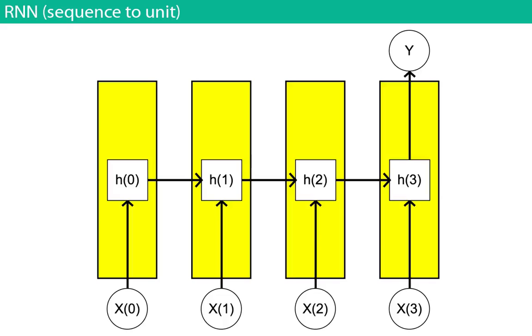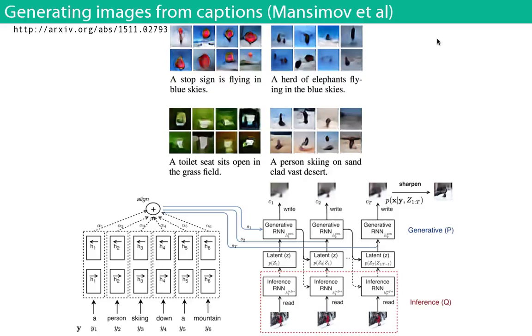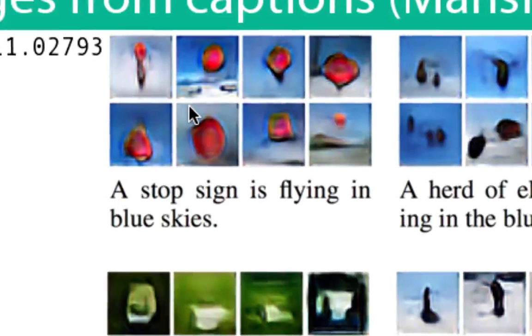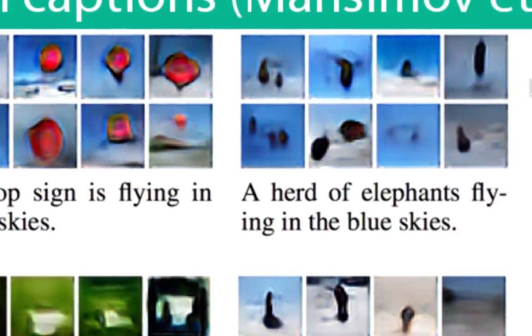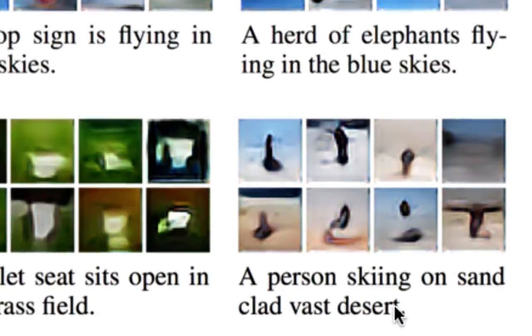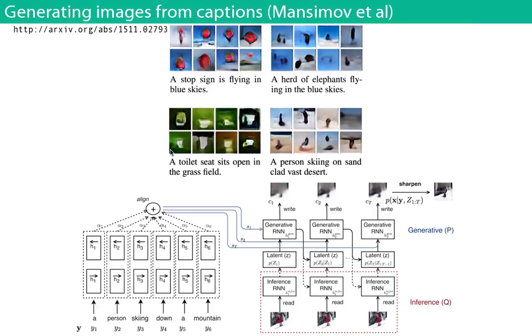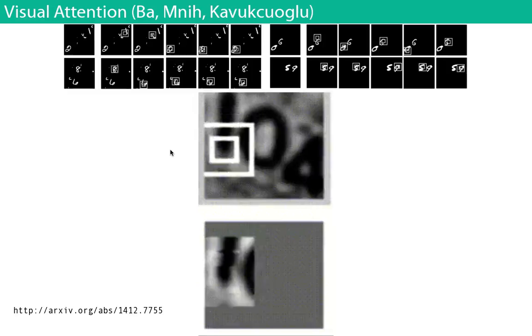This does sequences to images. You can take a caption, like a stop sign is flying in blue skies, and generate an image from the caption. And it's in its infancy, as you can tell. A herd of elephants flying in the blue skies. A person skiing on sand-clad vast desert. A toilet seat sits open in a grass field. This is in its infancy, but I think you'll see that in the future.